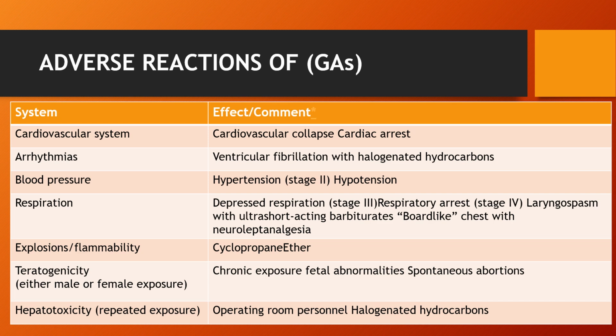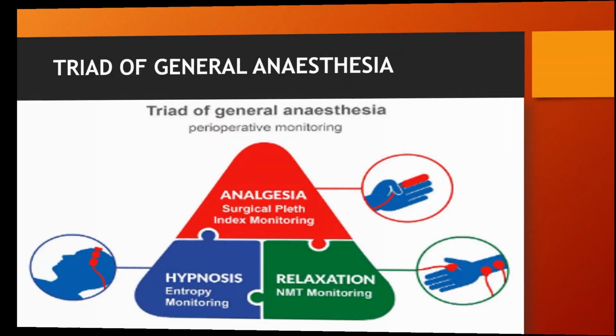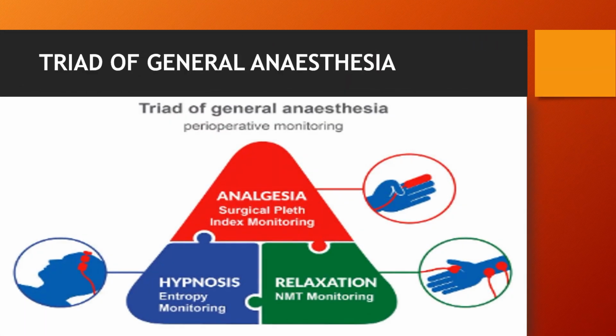These are the adverse drug reactions of general anesthetics. They are classified by system and effect: on the cardiovascular system, arrhythmia, on blood pressure, on respiration, and teratogenicity. Next is the triad of general anesthesia, which is basically monitored during perioperative monitoring in a surgical procedure. These are analgesia, relaxation and hypnosis.